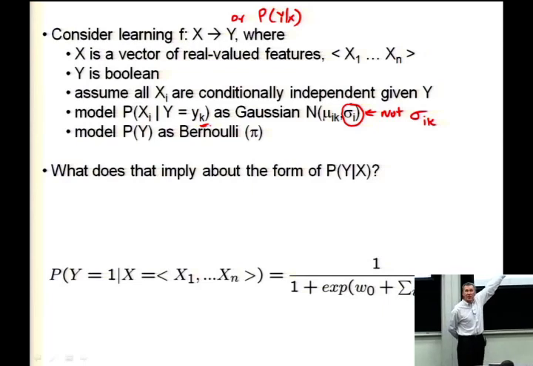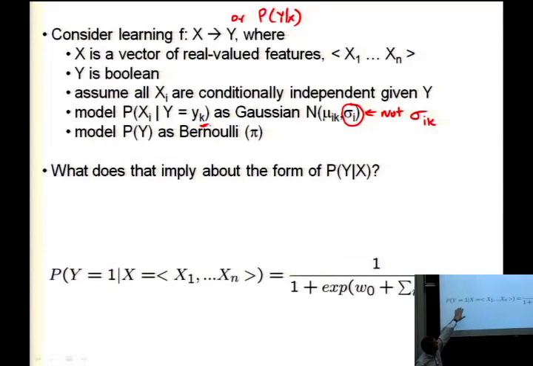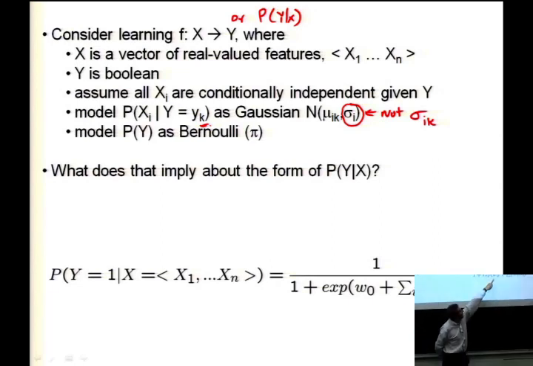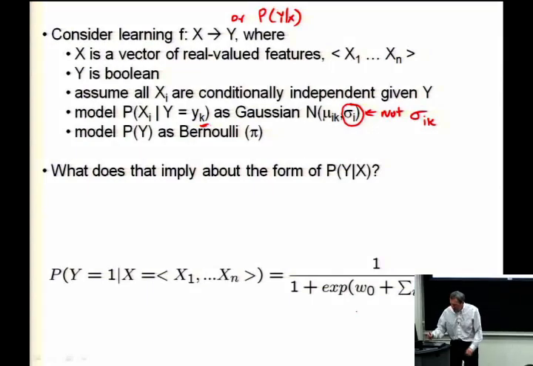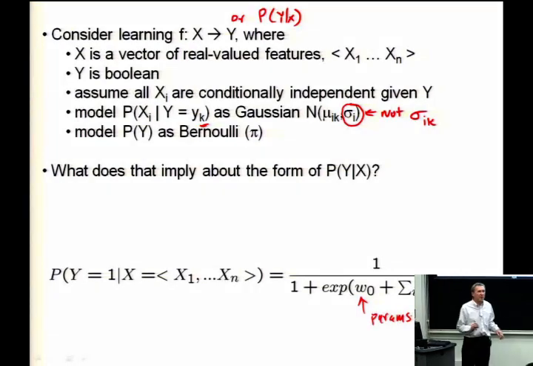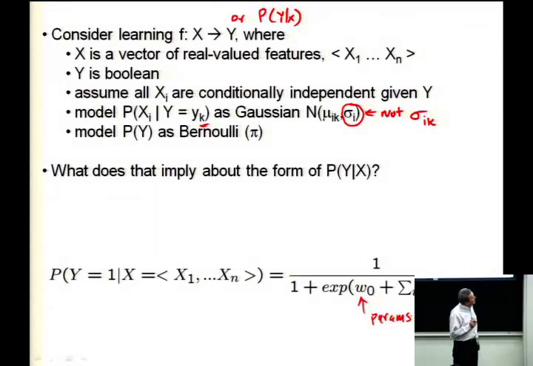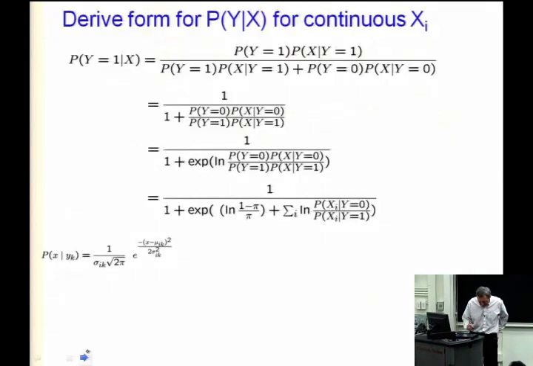Okay, and here's the answer. Interestingly, under those assumptions, if I ask what's the form of p of y given x, the answer is it's this form, where my parameters, I could have written those w's as thetas to be consistent with our earlier notation, are the parameters that we have to estimate from the training data. Now you might look at that and say, well, why is that the case?